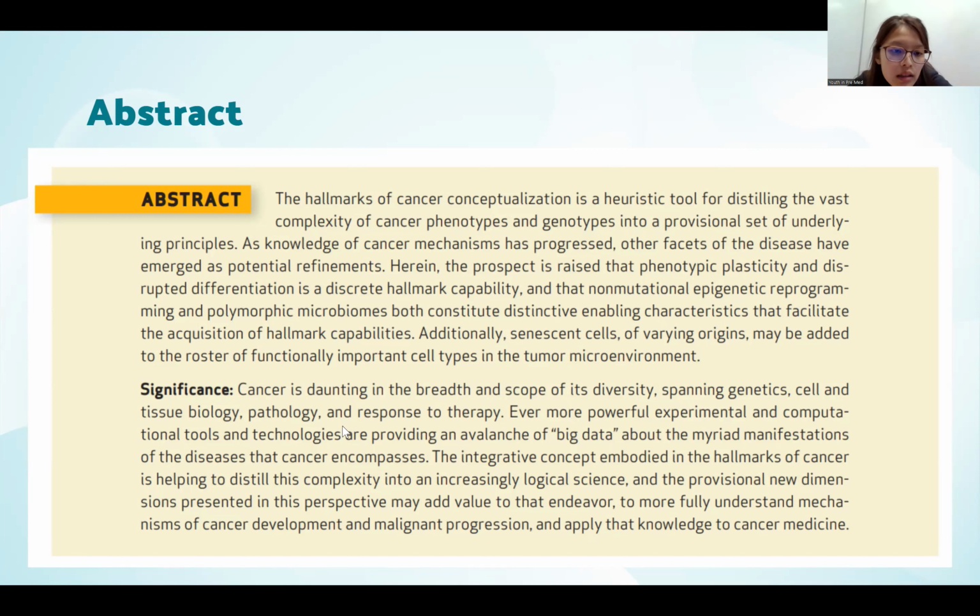And then here in this abstract, it's really nice because they tell you why it's important. So why is it important to have this hallmark of cancer cycle? It's telling you how it can be applied to cancer research and describing it in general, and applying that to development and our overall general knowledge of cancer medicine.